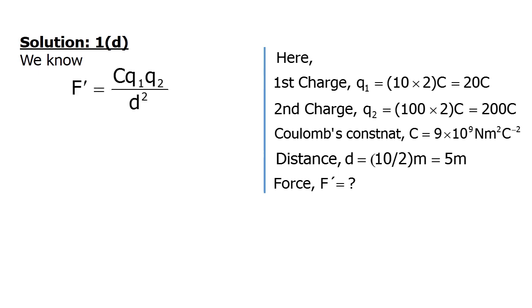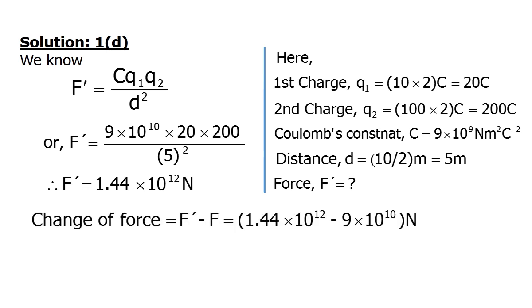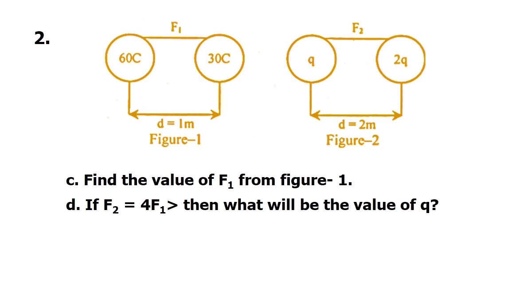So the formula of F prime will be F prime equal to C Q1 Q2 divided by D square, and if we put the values of C, Q1, Q2 and D, after calculation we will get the result of F prime as 1.44 into 10 to the power 12 Newton. We have to find the change of force, so we subtract F from F prime, and then the change of force will be 1.35 into 10 to the power 12 Newton. That is the answer.